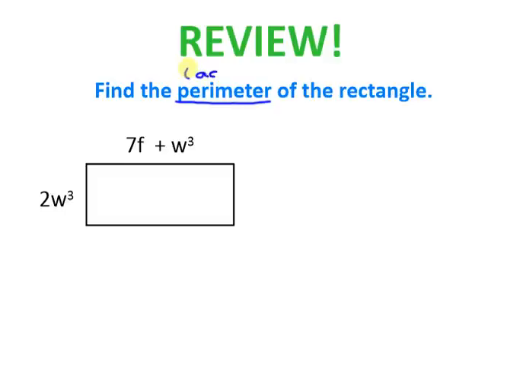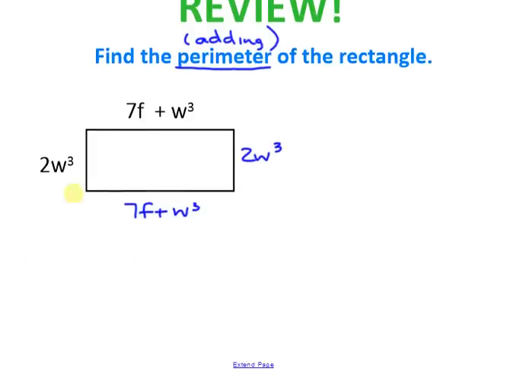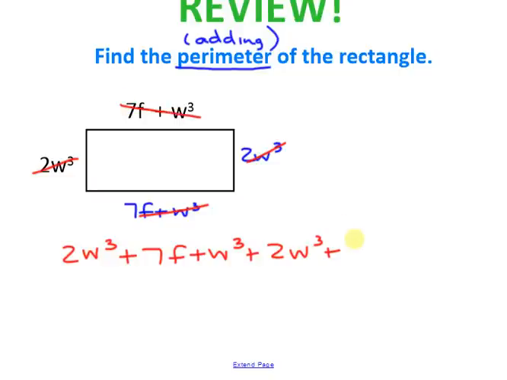All right, let's do a quick review of finding the perimeter. Remember that perimeter means adding all the sides together. So if this is 2w to the third power, this is 2w to the third power. If this is 7f plus w to the third power, this is 7f plus w to the third power. So let's go ahead and add all these sides together. So I'm going to start over here. 2w to the third power plus 7f plus w to the third power plus 2w to the third power plus, and I'm going to add this last guy here, 7f plus w to the third power.